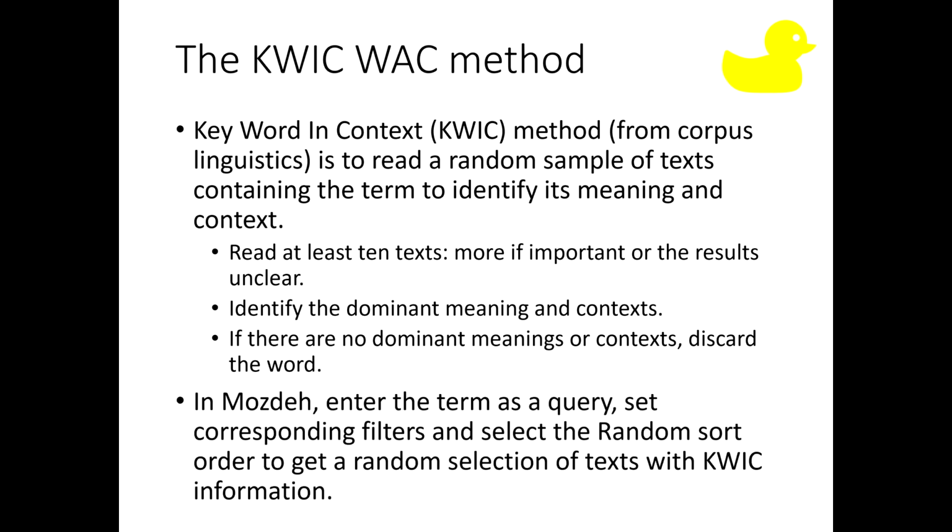To do this, in Mojde, you enter the term as a query, set the filters that you used to obtain the word in the first place, select the random sort order so that you get a random set of texts for the KWIC information, and then click search.